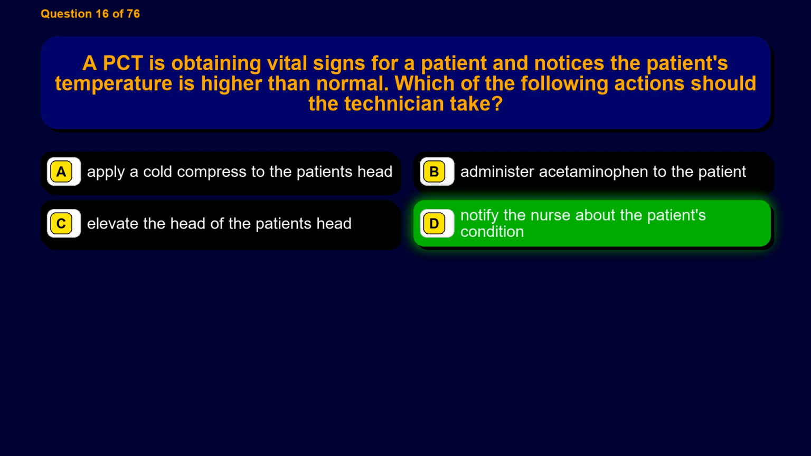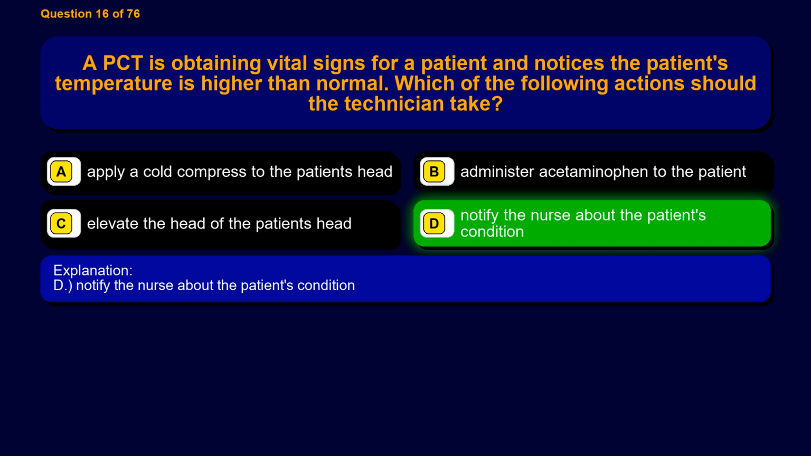The correct answer is option D, notify the nurse about the patient's condition.